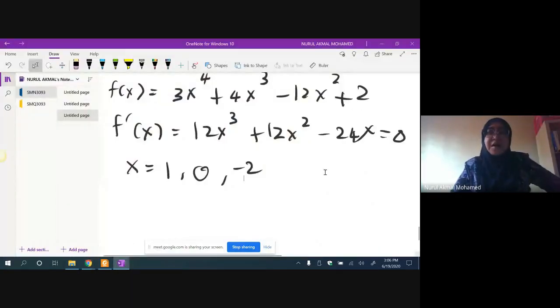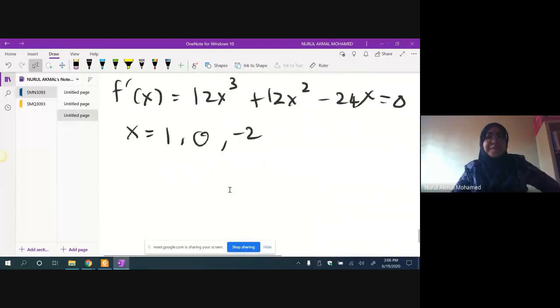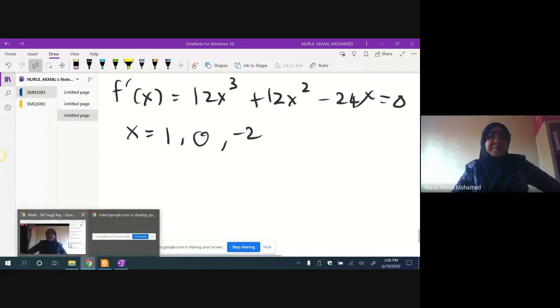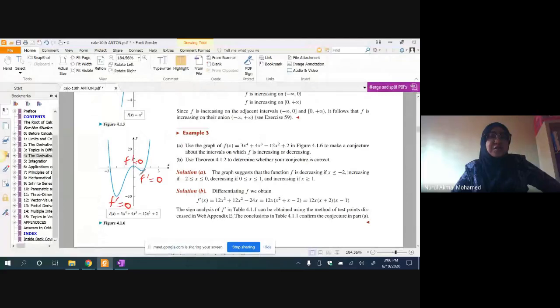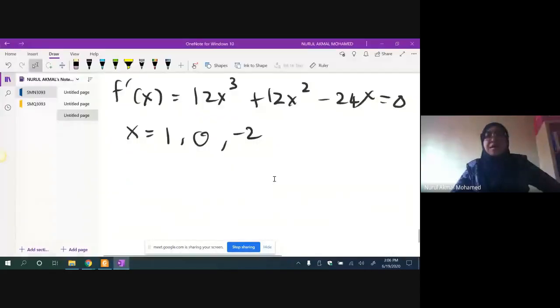Okay, so we have 3 points here. That is the reason why you have 3 maximum and minimum. If you look at the graph, you have 1, 2, 3. You have either maximum or minimum 3 times. 3 points.